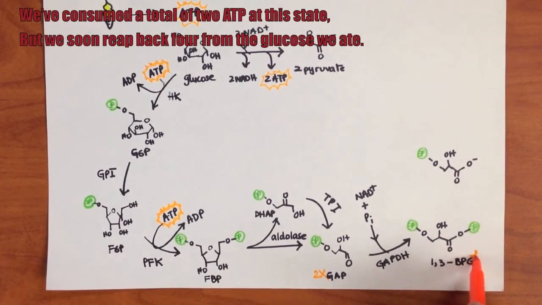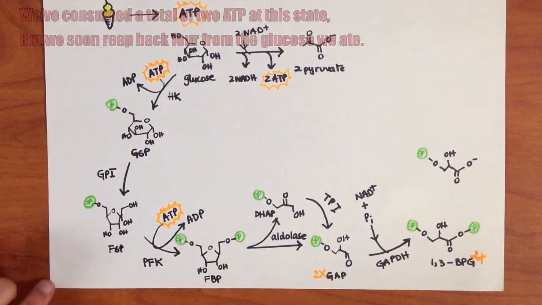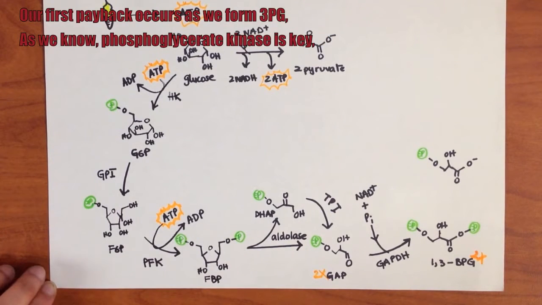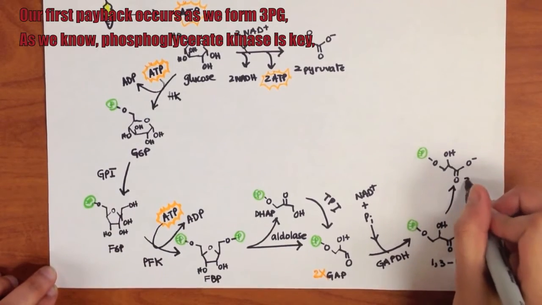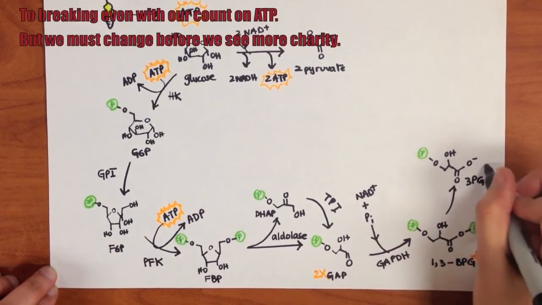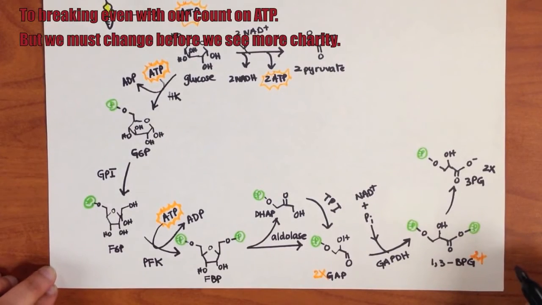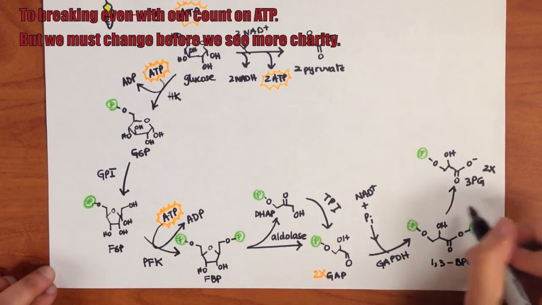We've consumed a total of 2 ATP at this state, but soon we reap back 4 from the glucose we ate. Our first payback occurs as we form 3PG. As we know, phosphoglycerate kinase is key to breaking even with our count on ATP, but we must change before we see more charity.